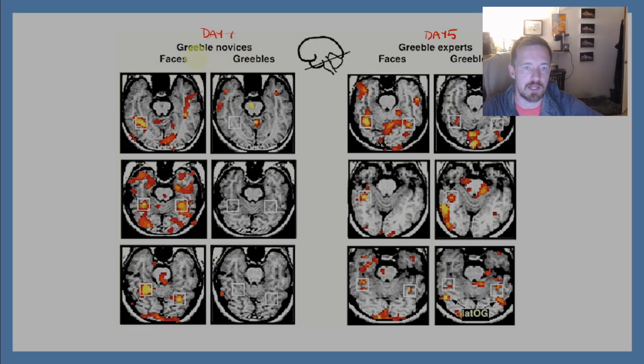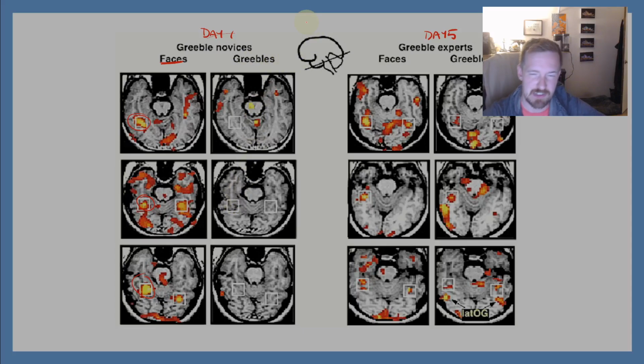So in day 1, when people are looking at faces, the fusiform face area is active. Cool, but we would have expected that, so who really cares all that much? But when we talk about greebles, nothing. You don't see any fusiform face area activation when people are looking at greebles.